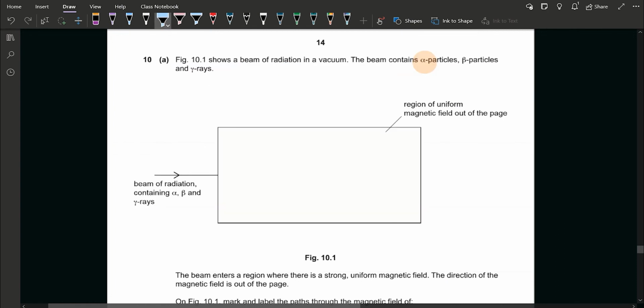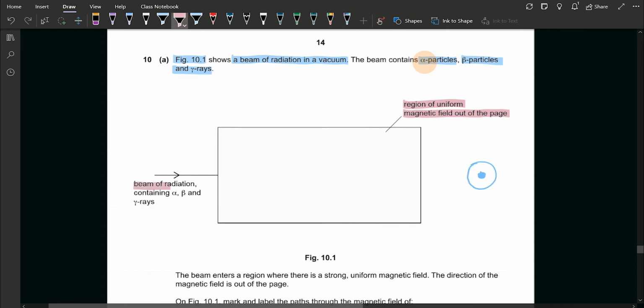Question number 10. Part A says figure 10.1 shows a beam of radiation in vacuum. The beam contains alpha particle, beta particle, and gamma rays. Here we can read the diagram. It says region of uniform magnetic field out of the paper. So as it is out of the paper, it's going to be a dot.